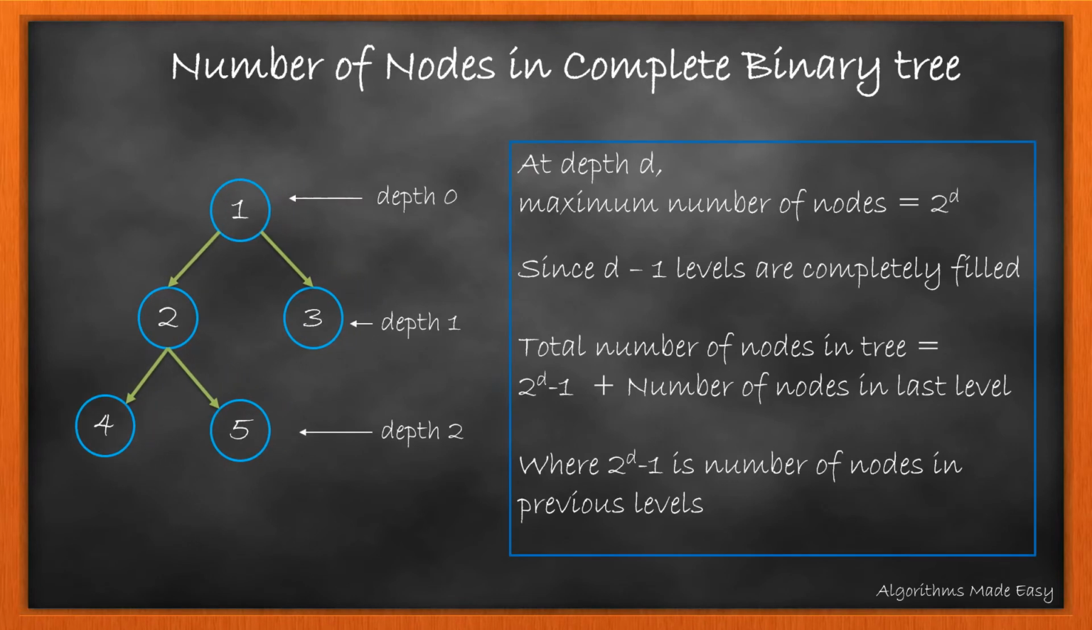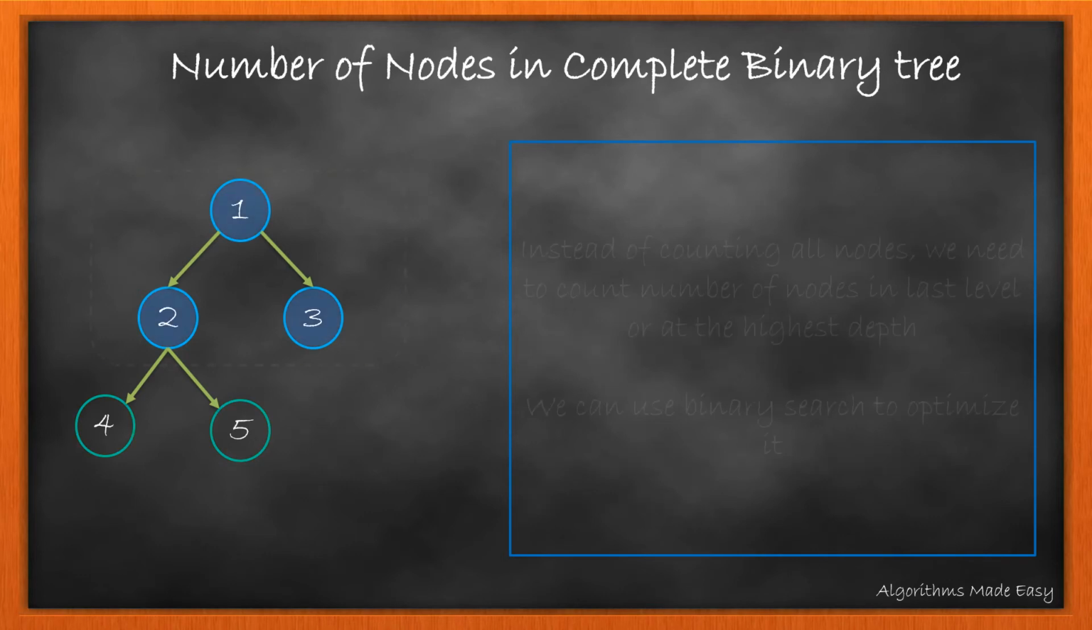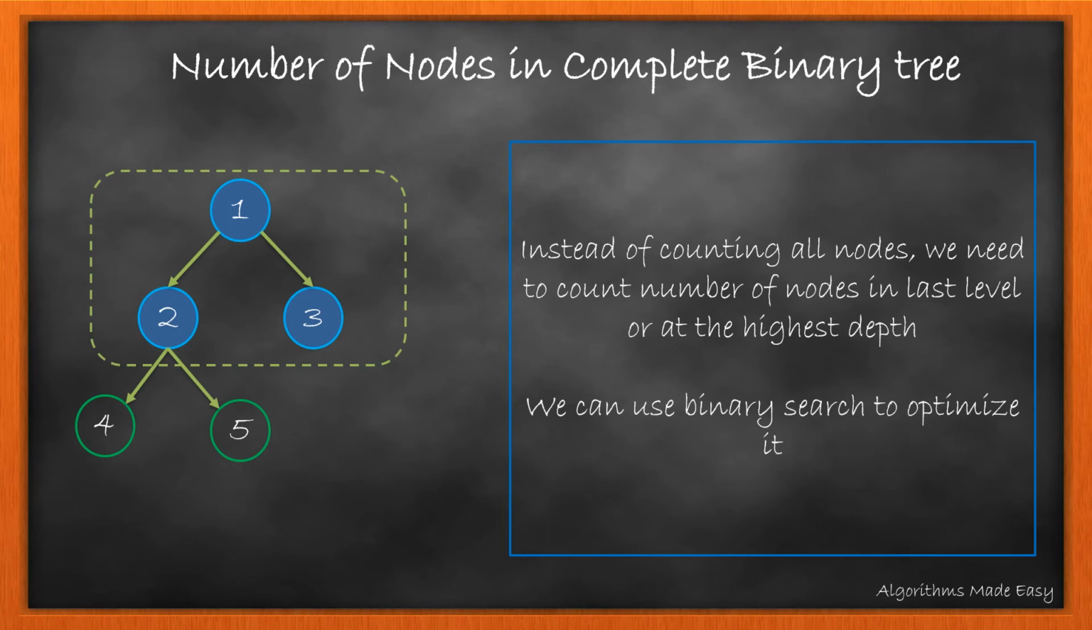In a binary tree, the maximum number of nodes at depth d will be equal to 2 raised to d. And as we saw that all the levels except the last are completely filled in a complete binary tree, the total number of nodes in all the levels except the deepest level will always be 2 raised to d minus 1. And the total number of nodes in the tree will be 2 raised to d minus 1 plus the nodes in the deepest level. Instead of counting all nodes, we need to count the number of nodes in the last level. We can use binary search to optimize it.